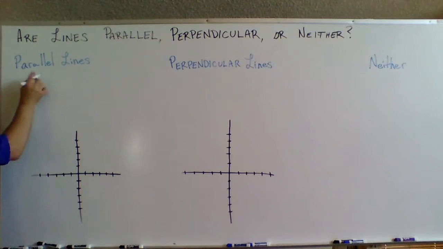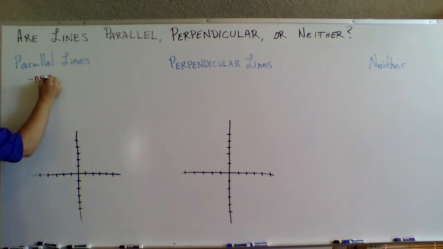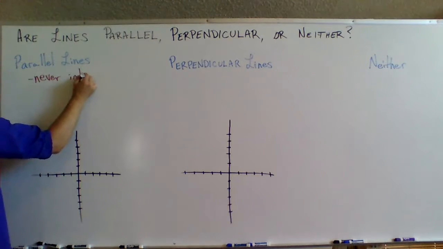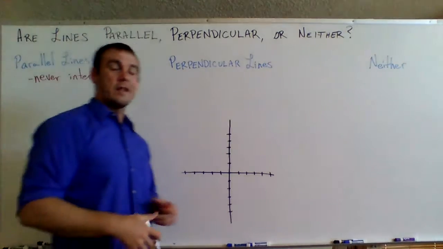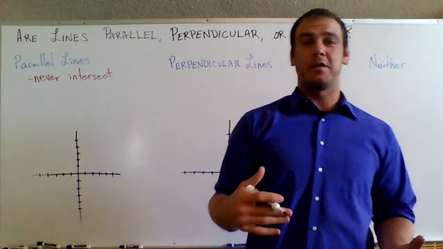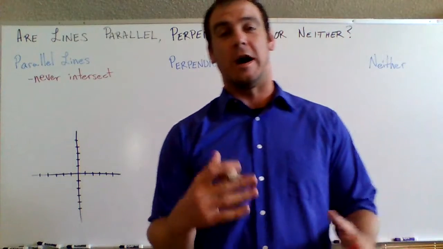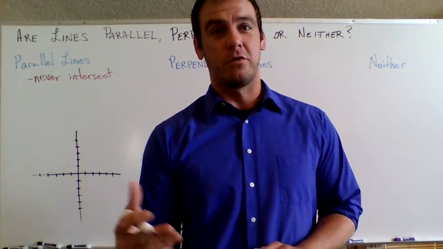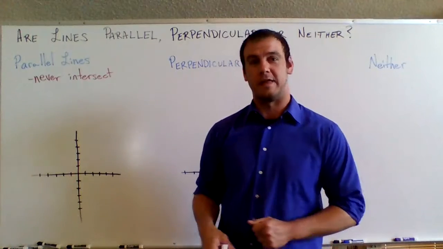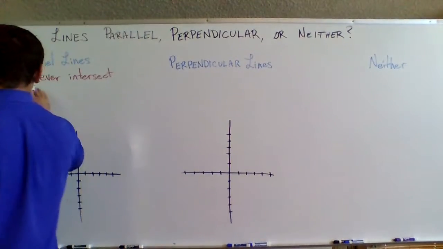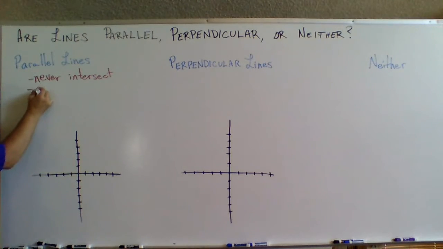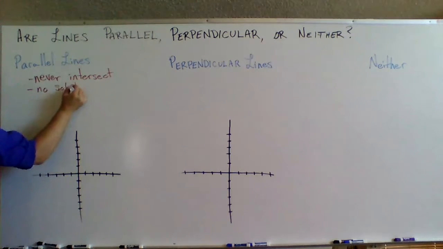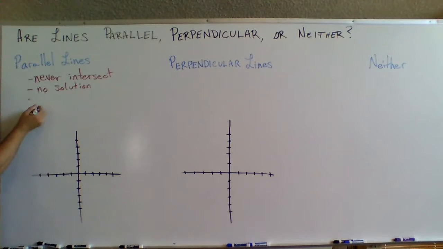But first, parallel lines also never intersect. If we graph lines, the places where they intersect and cross would be the solution if we had solved it algebraically, that x and y coordinate. But if lines never intersect, that means there's going to be no solution. Also, the slopes are going to be the same.